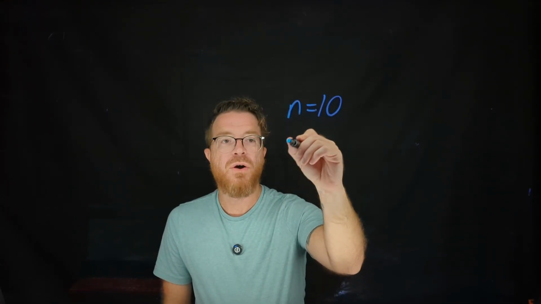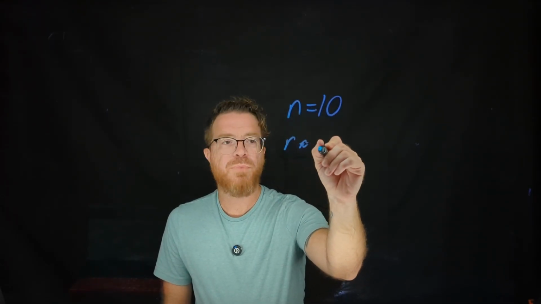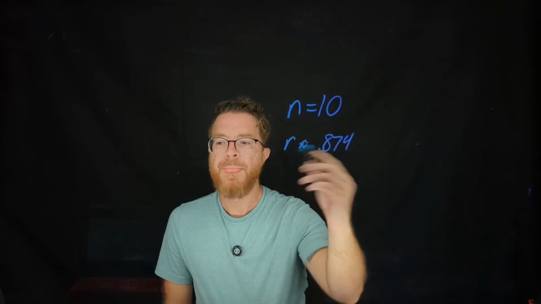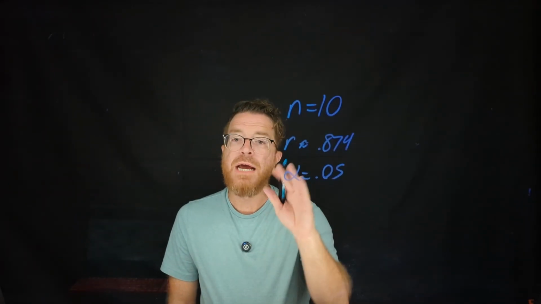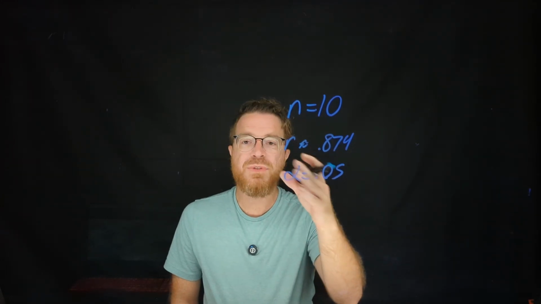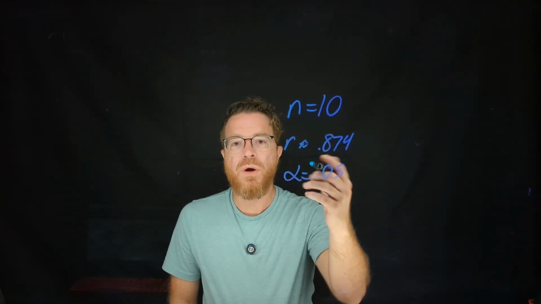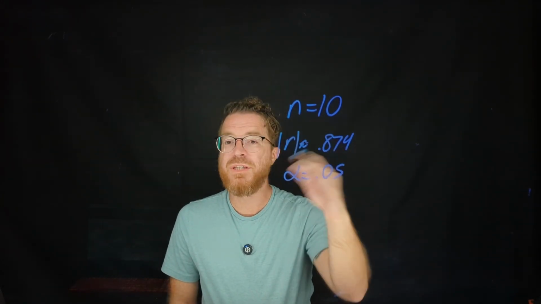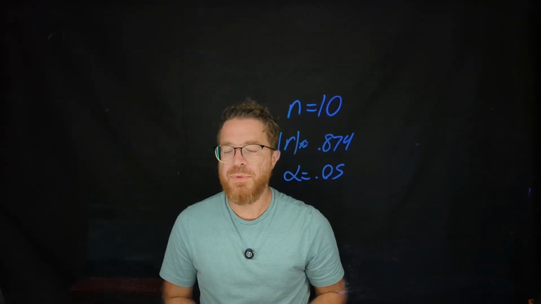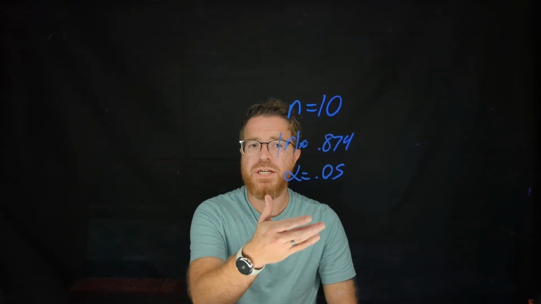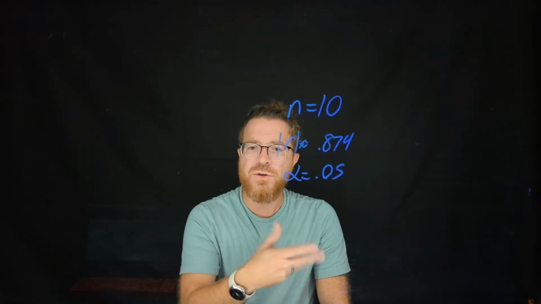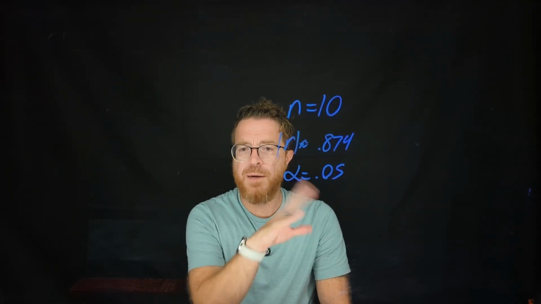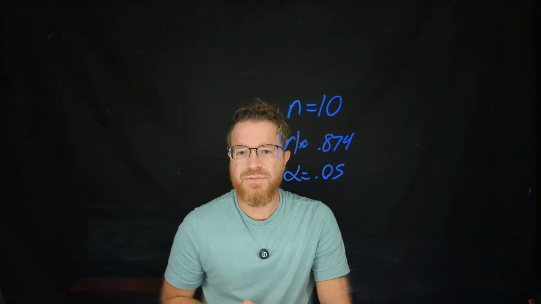We have an R value of about 0.874, and we have an alpha of 0.05. Now remember, when we're doing this, we always want to use the absolute value of R. Well, R is already positive, so this really doesn't change it for this example. But if we have, for example, a negative correlation of negative 0.874, in this case, we would take the absolute value because we only want to know the magnitude. We don't really care about the direction when we're looking for significance.